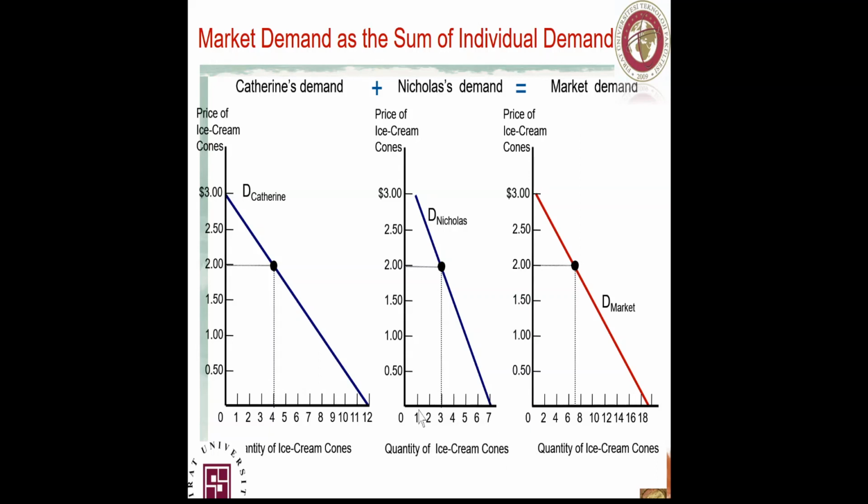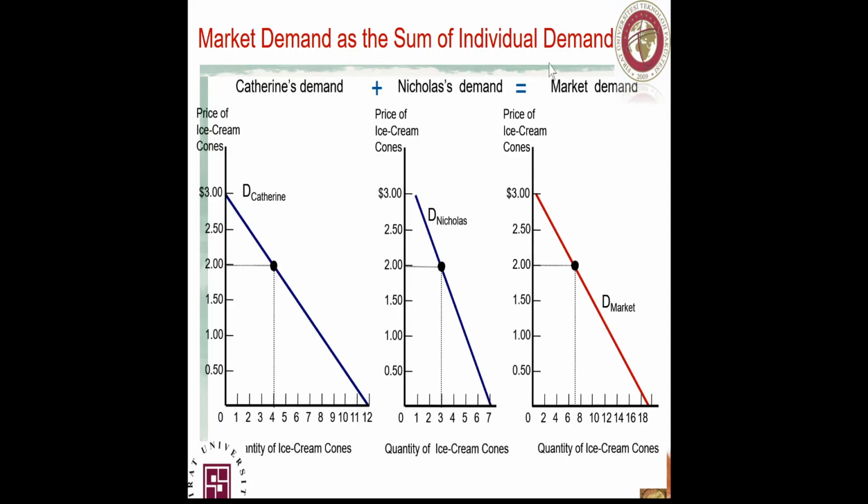Let's pick a point here, for example, at zero. At price 0, Catherine is demanding, or is actually buying, 12 cones of ice cream, while Nicholas is buying 7. So if we sum them up, we will get 19. So this is 1 point. Pick up another point.